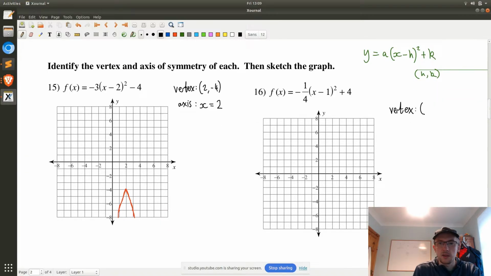The vertex, you quite literally just peel these numbers off. So h comma k, that would be 1 comma 4, and the axis of symmetry is x equals 1. So 1, 4, it should be like there.